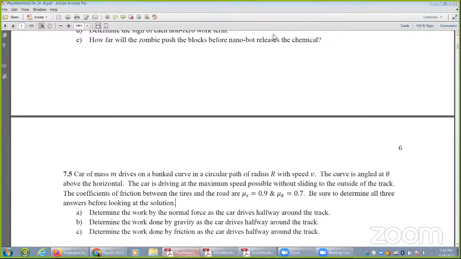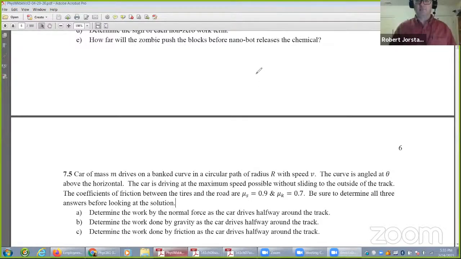Okay, I'll draw an FBD here. There's a normal force. So I'm assuming, let's just make clear here, we're talking about a car. That's supposed to be the car. It's driving around in a circle on a banked curve. So that's supposed to be the curve. This is the rear view.